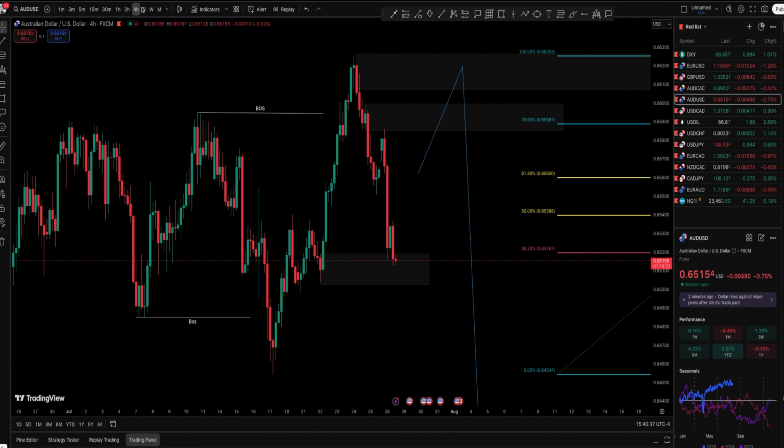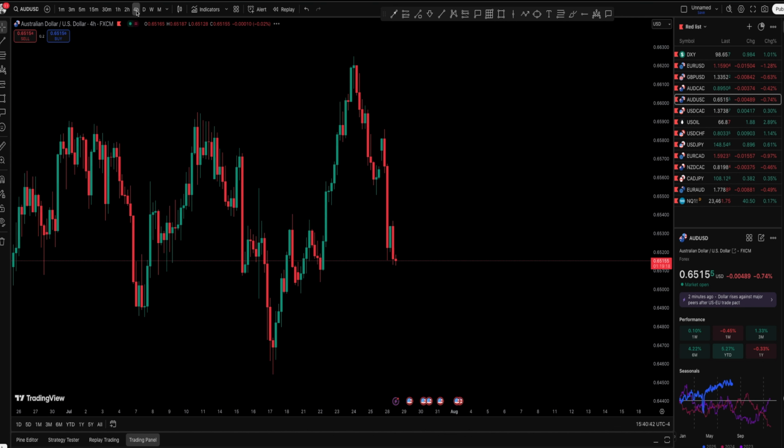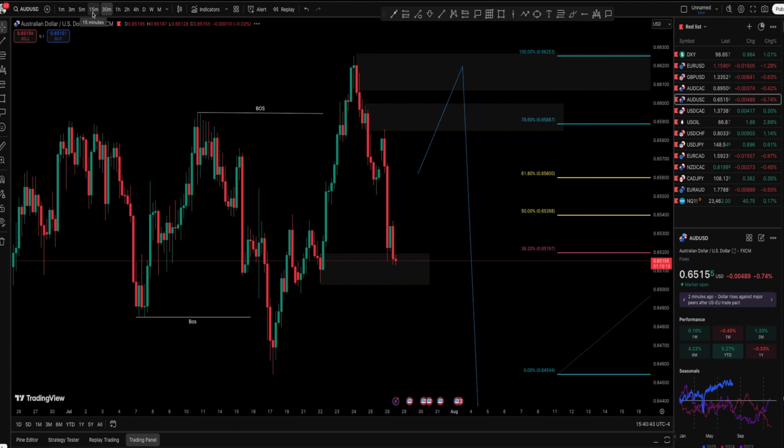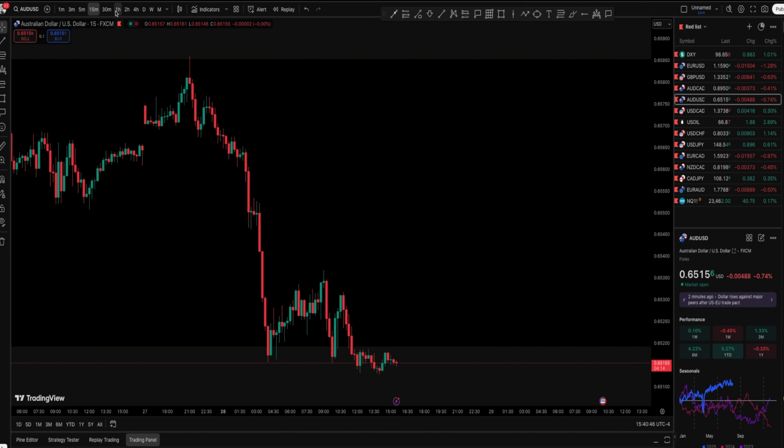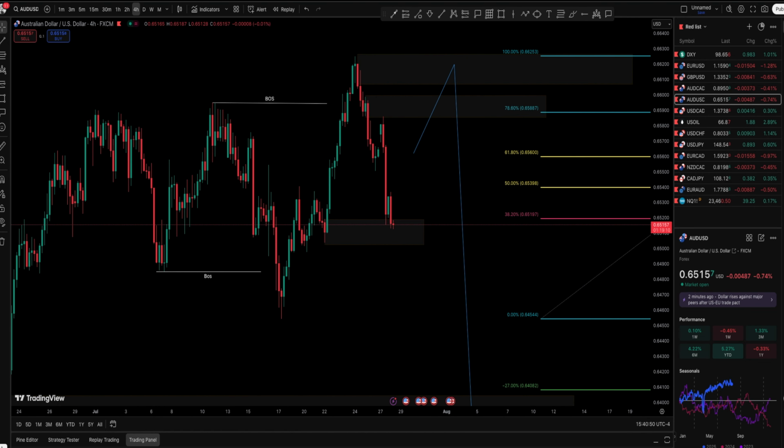Three pin, H4. You can go to dailies, that's the best if you look for it, but normally I go to the H4 and then I go to the 30-minute or 15 to enter, or the H1. It depends on what sort of candlestick pattern I am looking at. I was looking at this today.